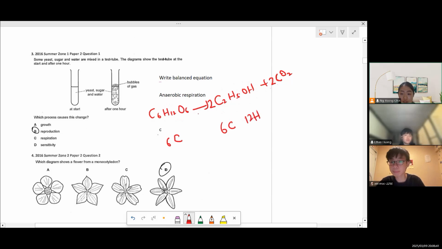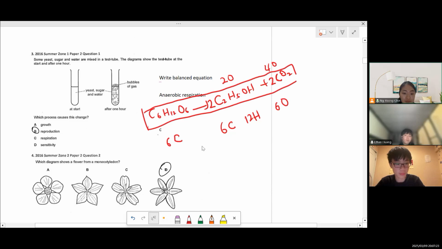And then how about the oxygen? You will have 6 oxygen on the left side, right? That means you should also have 6 oxygen on the right side. So how do you get 6 oxygen? After you add this 2 in front of it, this ethanol has 2 oxygen, and plus these 2 CO2, that means there are 4 oxygen here. So at the end, you get 6 oxygen. So this is what is meant by balanced equation.